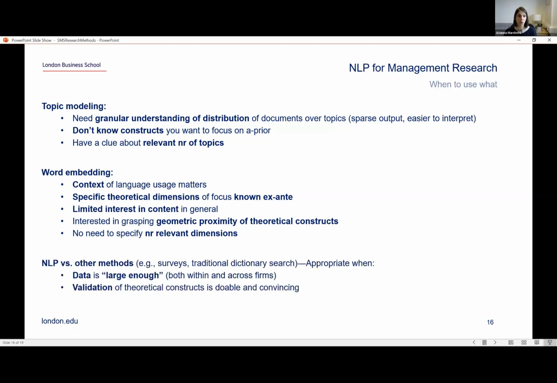This is something that I want to mention because I've been working with this quite a lot. The burden is pretty high in these methods with validating your theoretical constructs in a doable and convincing way. When you don't have a way of doing that, always remember that there are other methods that we shouldn't discard, like the traditional dictionary, search and survey approach. So keep in mind that you have to have large enough data and an ability to validate your constructs to be able to use these approaches.